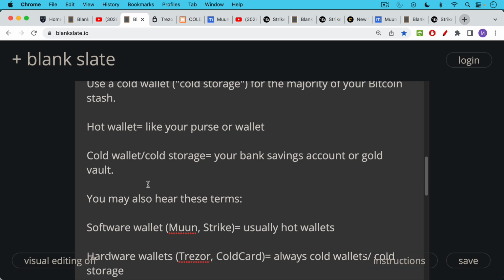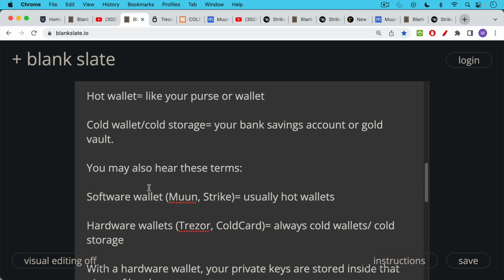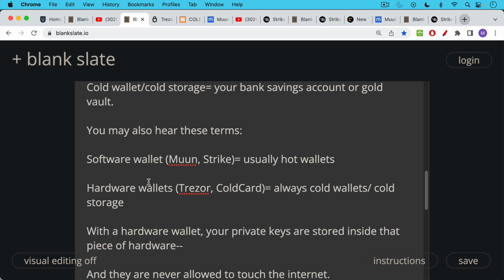Now you may also hear the terms software wallet versus hardware wallet. Muun and Strike are both software wallets. They're also hot wallets. Hardware wallets are cold wallets. Things like Trezor and Coldcard are actual physical devices. I'll show you a picture of them in a minute. And these are used for what's called cold storage.